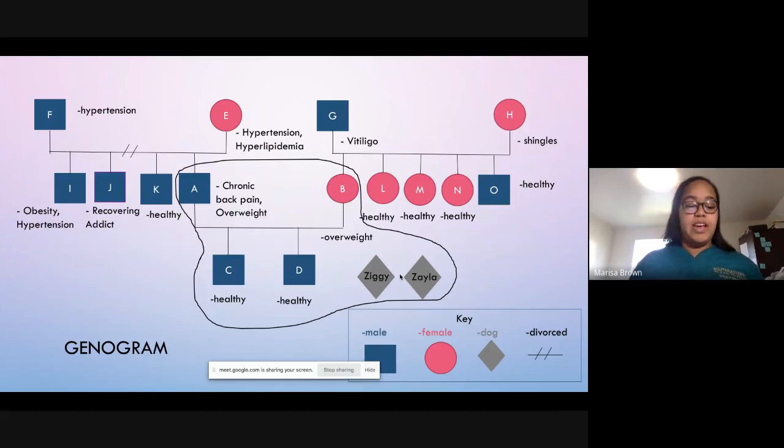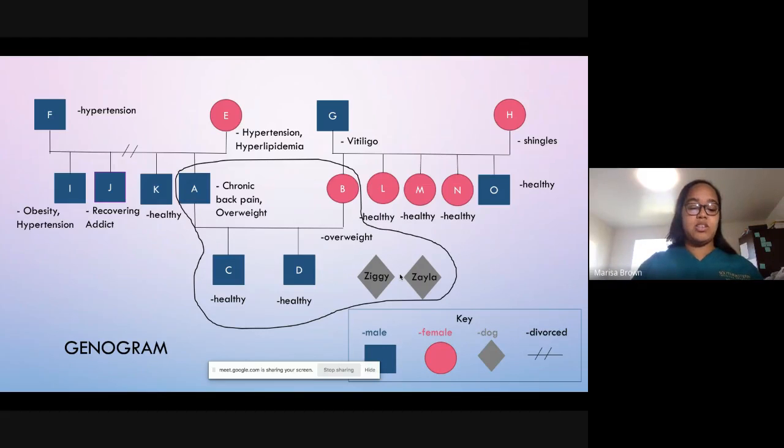Genogram. As you can see, A's family is on the left and B's family is on the right. Looking at A's family first, his father F and mother E are still living and are divorced. His mother E is 65 years old and takes medication for hypertension and hyperlipidemia. E comes over to take care of the kids when the parents are at work. His father, F, is 67 years old and has hypertension.